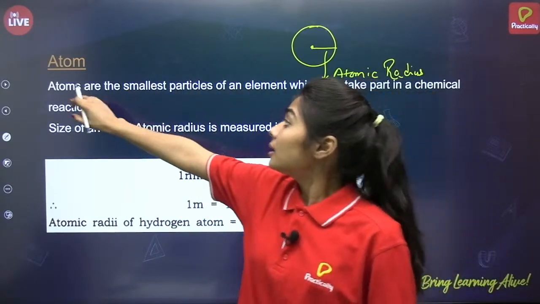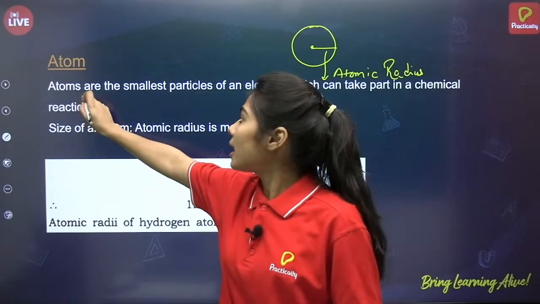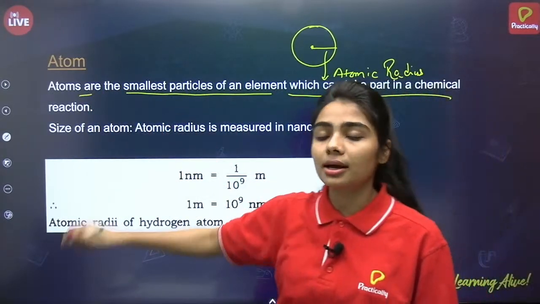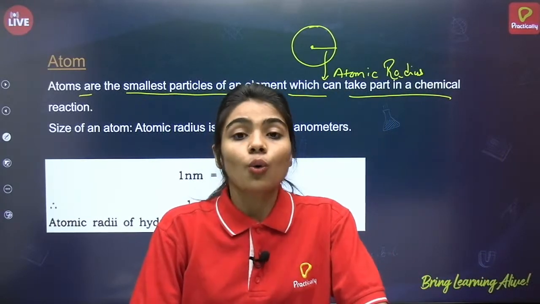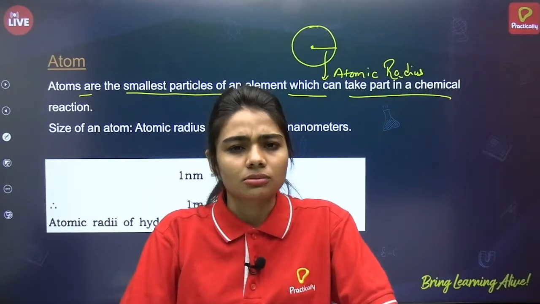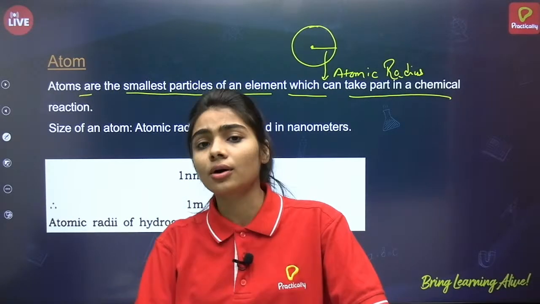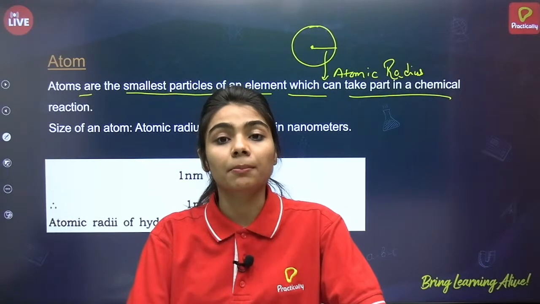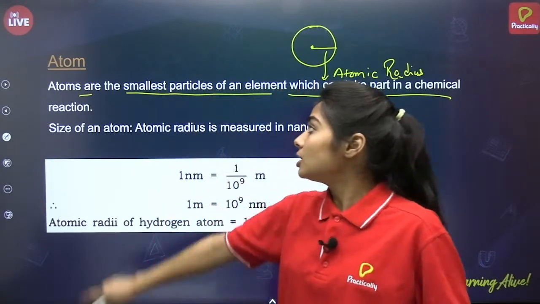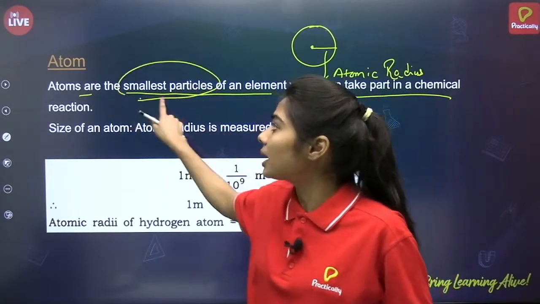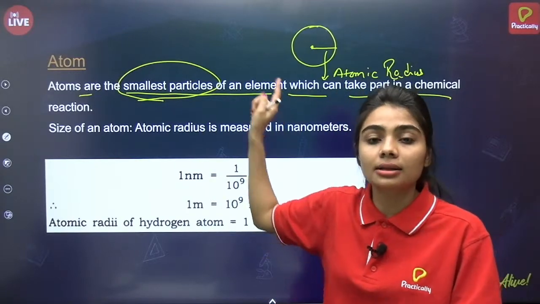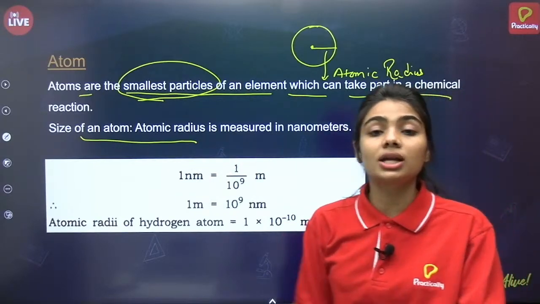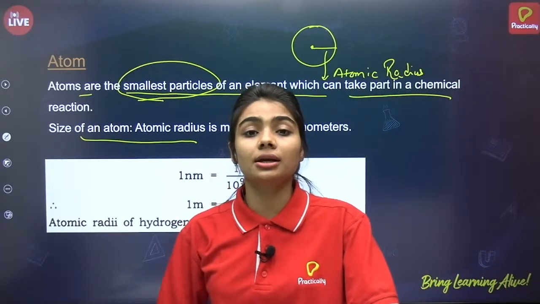So here, atoms are the smallest particles of an element which can take part in a chemical reaction. So who will take part in the chemical reaction? Is it the compound or the molecule? It is the atom which takes part in a chemical reaction. So atoms are the smallest particles and they take part in chemical reactions, and the size of the atom is very, very small, so we calculate it in nanometers.